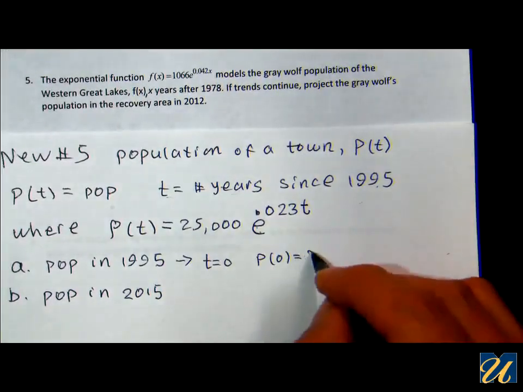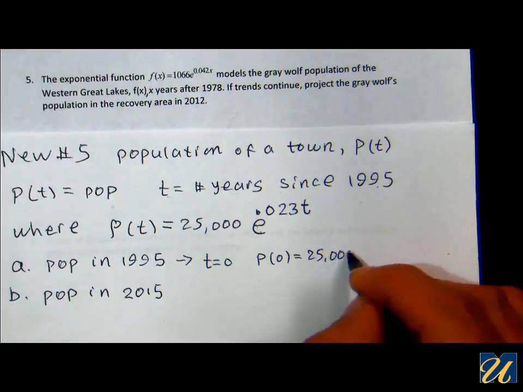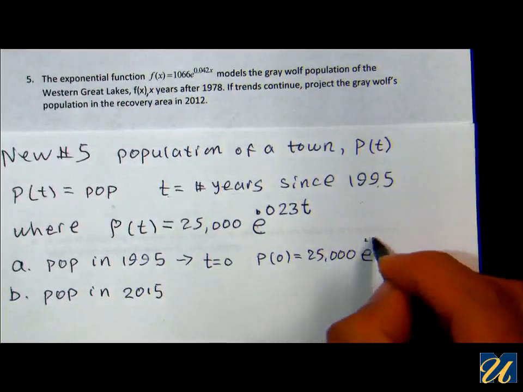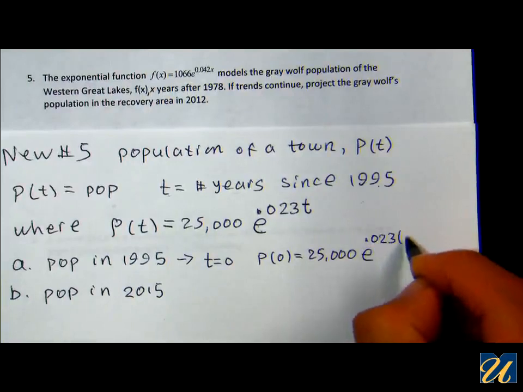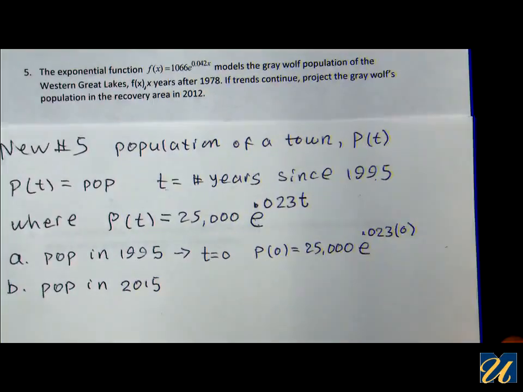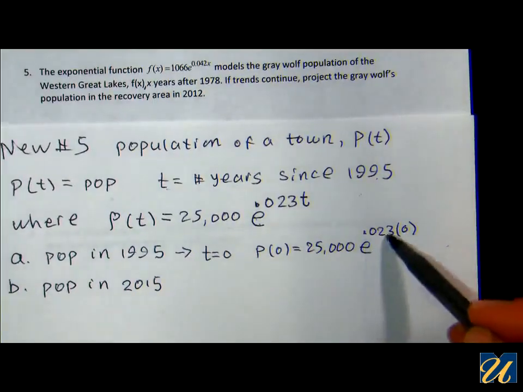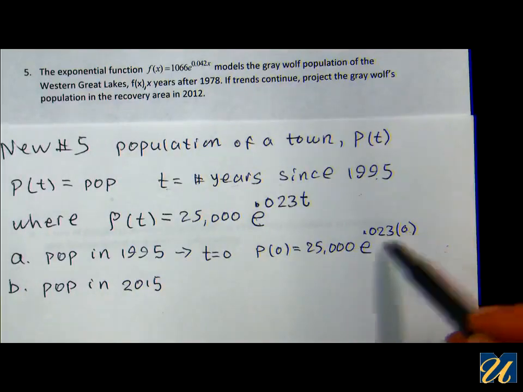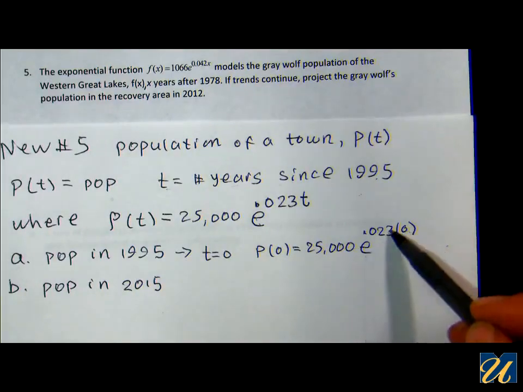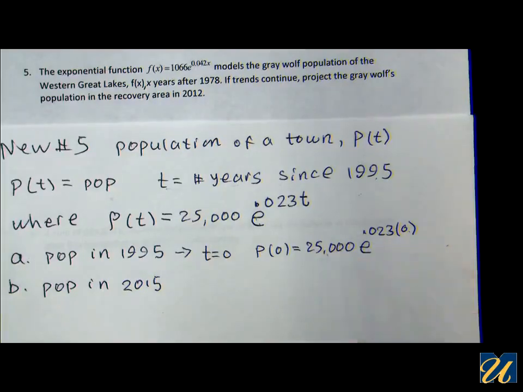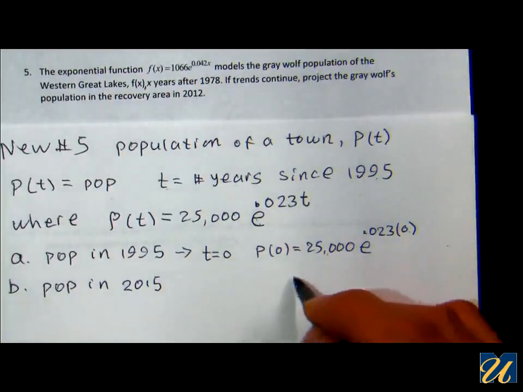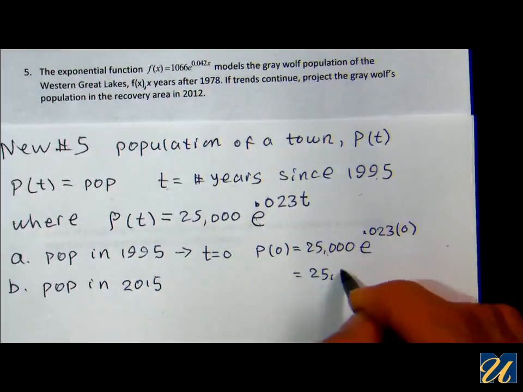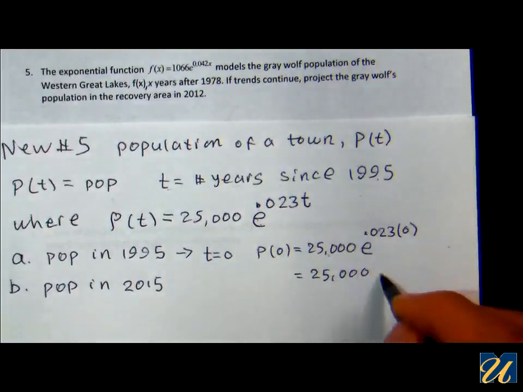So we'll find the population at time 0. So that will be 25,000 e to the 0.023 times 0. Okay. Well, 0.023 times 0 is 0. E to the power 0 is 1. And 1 times 25,000 will give you 25,000. So the initial population is what it's often called.